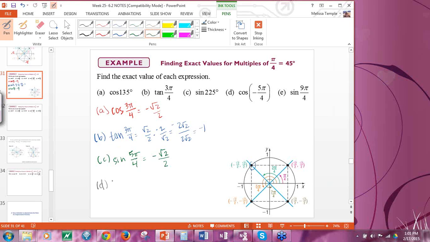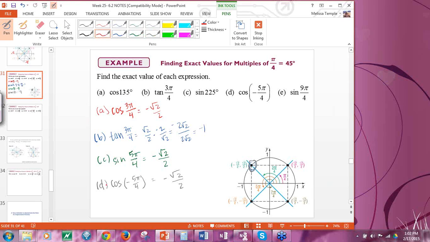Part D, cosine of negative 5 pi over 4. So just like with degrees, negative means I need to go clockwise from the positive x-axis. So if I'm starting here going clockwise, this point now becomes pi over 4, this point becomes 3 pi over 4, and this point would be negative 5 pi over 4 because I'm going clockwise. So cosine here is negative square root of 2 over 2.